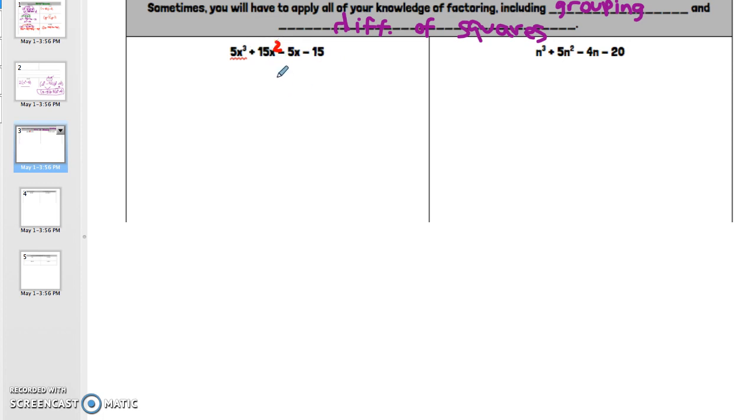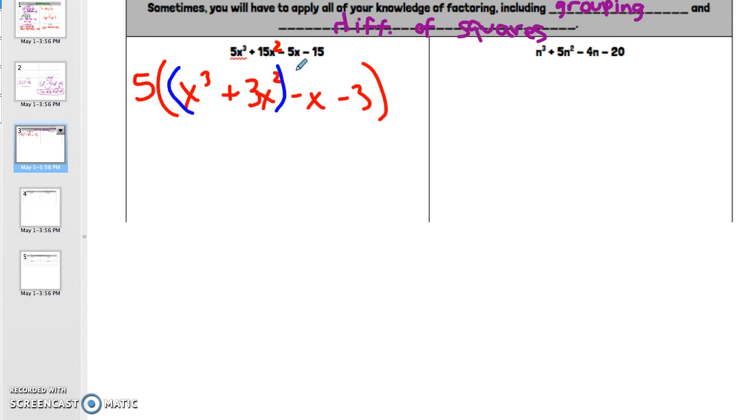As we're looking here, these all share a 5. So I'm going to actually start by factoring out a 5. When I do that, I'm going to be left with x cubed plus 3x squared minus x minus 3. Now, as I'm looking at the inside of this, there are 4 terms and they don't share anything. So at this point now, I'm going to group them.